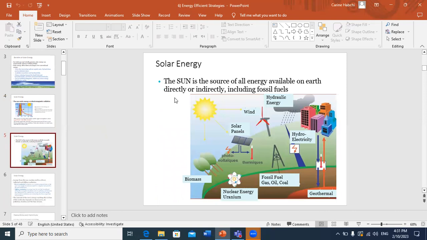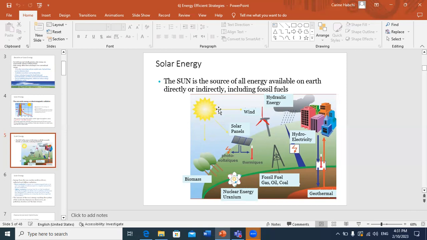Plus, in addition to all of this, the sun is the source of all energy available on Earth, directly or indirectly, including fossil fuels. So all other energies are related to the sun. For example, when we talk about wind, wind is mainly affected by its velocity, and the velocity of wind is related to the sun.